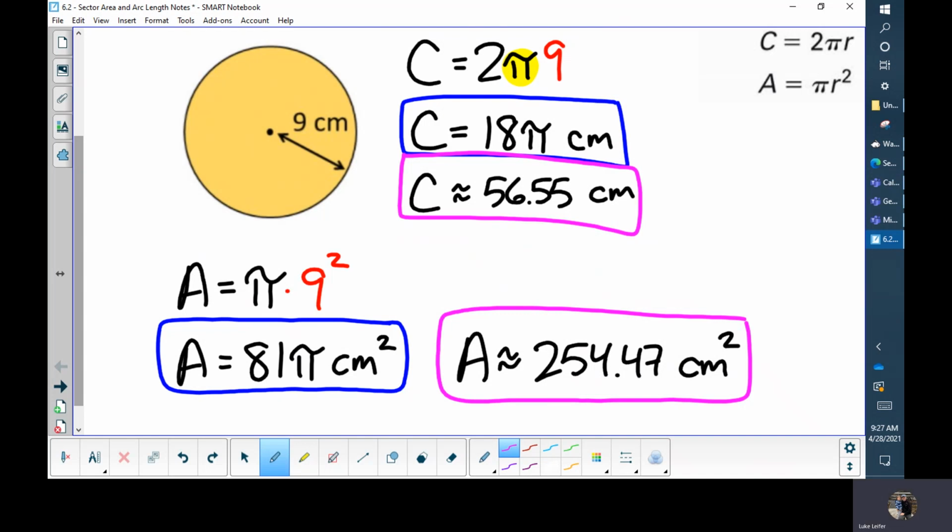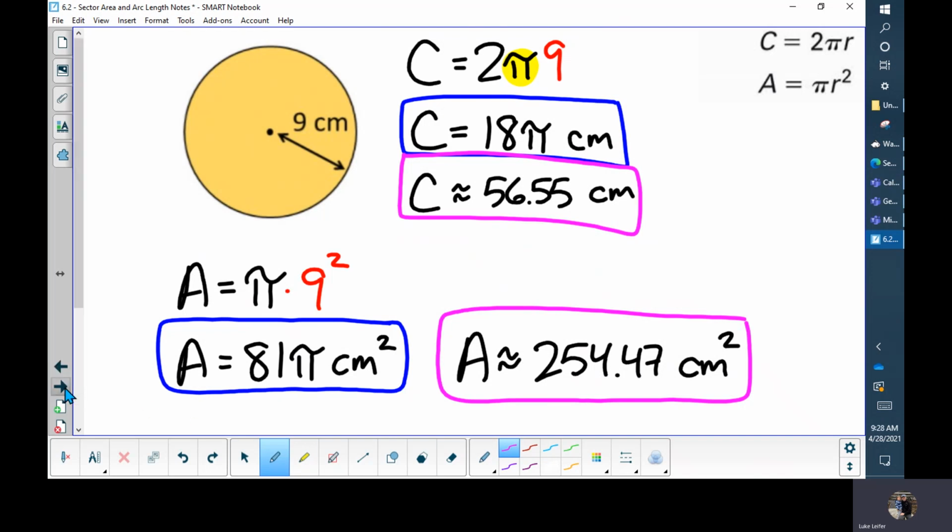The approximate answer is one that makes sense in the real world. If you went to Home Depot to get some lumber, you wouldn't say, give me 18 pi. I'd be like, what are you talking about? But you could say, give me about 57 so I could actually go around that circle. You guys remember doing that from previous math classes? Circumference and area? Okay, good.